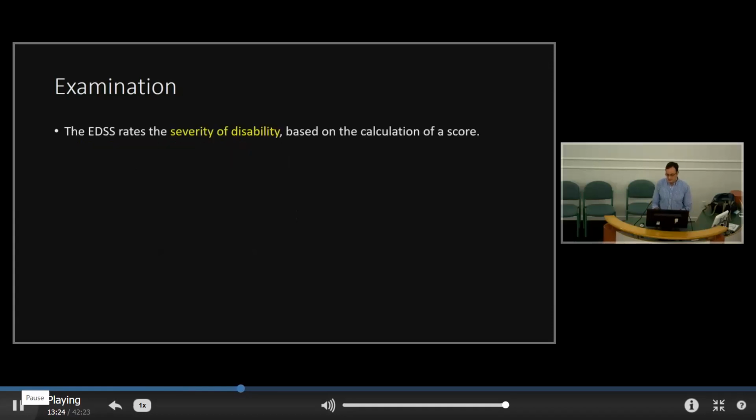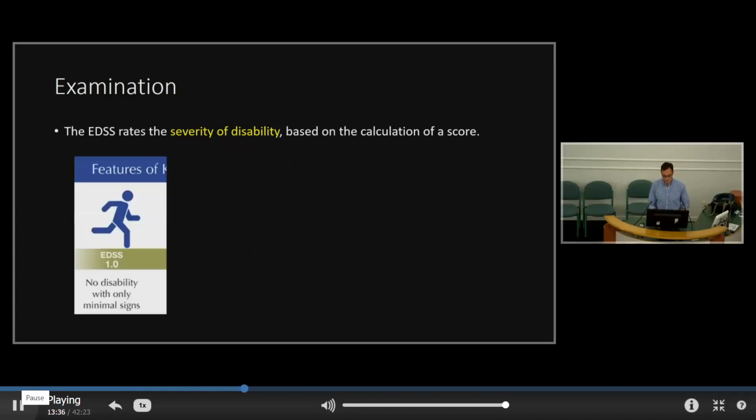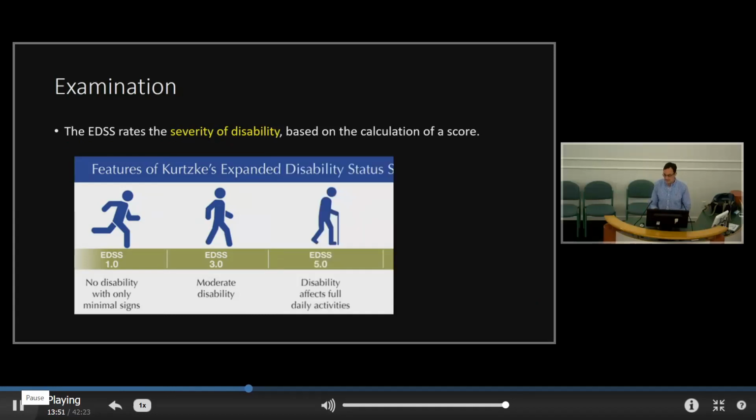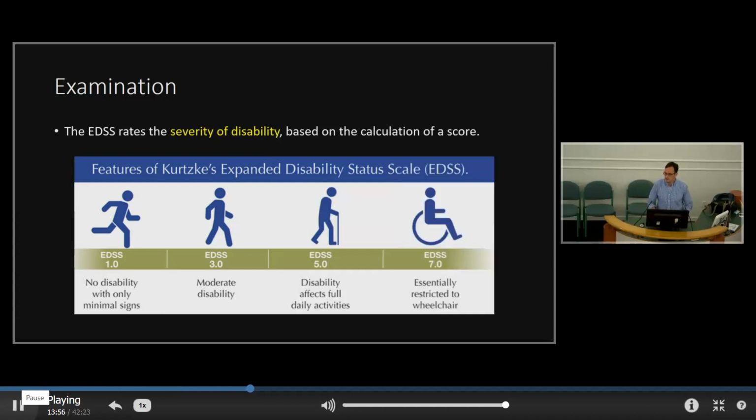The EDSS is just a simple way to rate the severity of disability. It's kind of like the NIHSS for stroke. It just tells you about severity mainly. And so someone who's got a very low score, they can still run and stuff, that might have an EDSS of 1, no disability, just some minimal signs. Someone who's moderately disabled, maybe they have trouble running, so they've got an EDSS of about 3. As you go up, it gets worse. So someone who needs a gait aid might have an EDSS of 5, and someone in a wheelchair would have a 7. So it's a very good score. It just gives you a snapshot of severity.